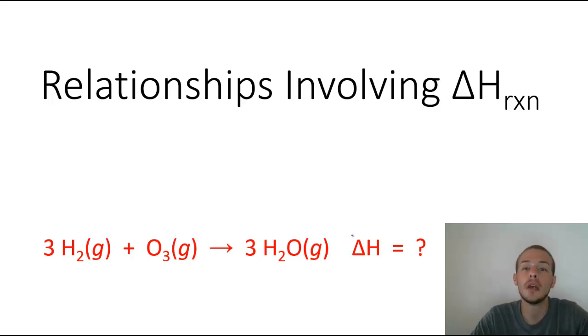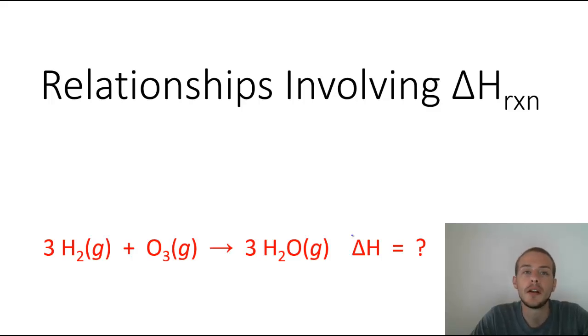But for whatever reason, we can't actually observe this chemical reaction, but let's say we want to know its delta H value. We want to know if it's endothermic or if it's exothermic, and not just that, but how endothermic or how exothermic this reaction is. Well, it turns out we can actually figure out the delta H value for this chemical reaction without running the chemical reaction. We just have to know some other pieces of information.